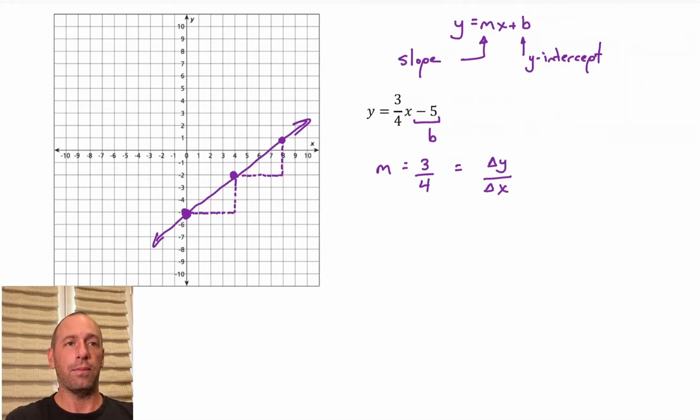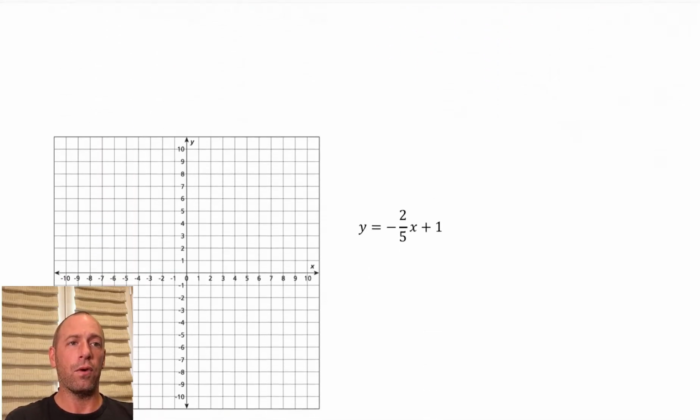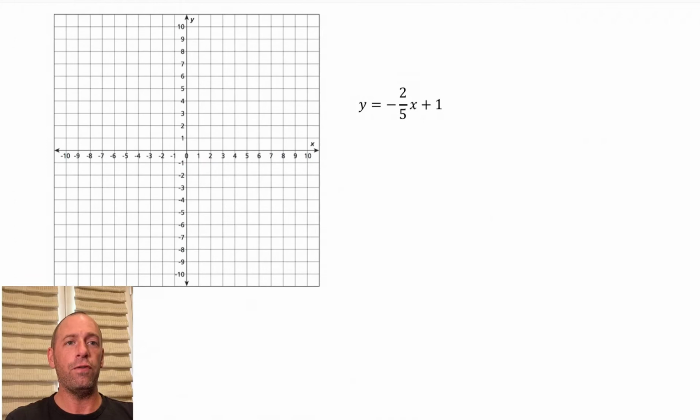Next example, we are going to graph y equals negative 2/5 x plus 1. So again, it's in slope-intercept form, so I can readily pick off the y-intercept of 1, and I'm going to plot that. The slope is negative 2/5.